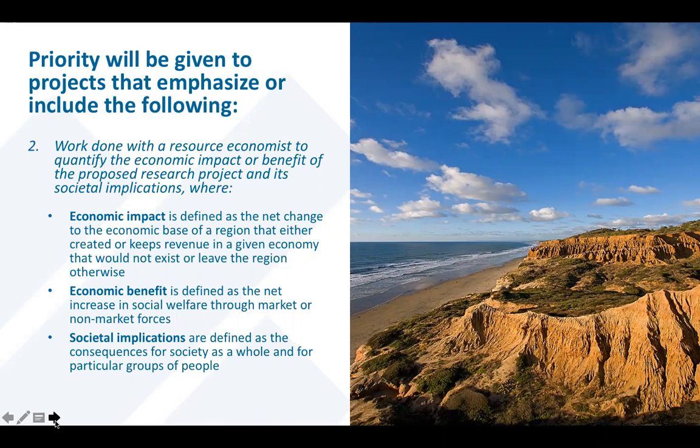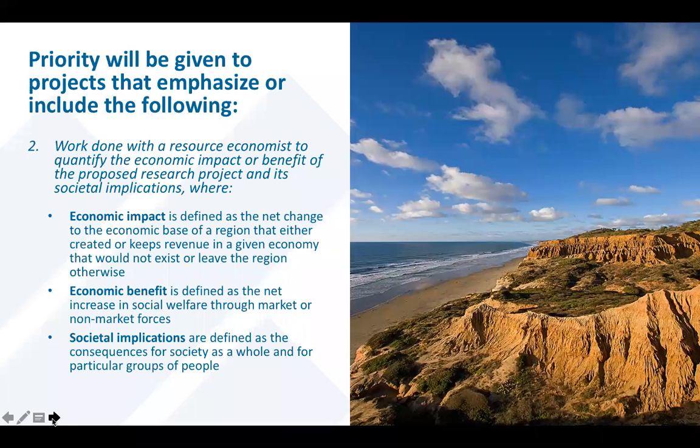And so an example of this is enhanced recreation that comes about as the result of a project, the value of increased knowledge or skills, or some type of value that's associated with something such as improved water quality. So ecosystem services fall within economic benefit. And societal implications are defined here as the consequences for society as a whole and for a particular group of people. So this relates to things such as enhanced ability to adapt to change.